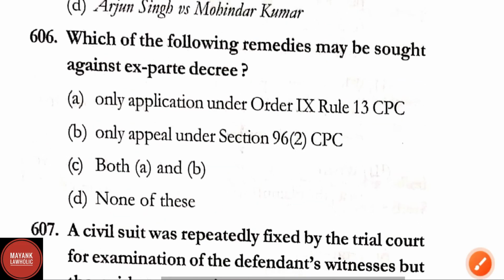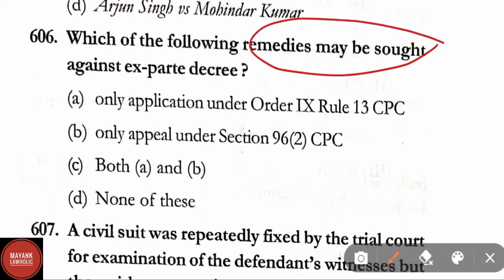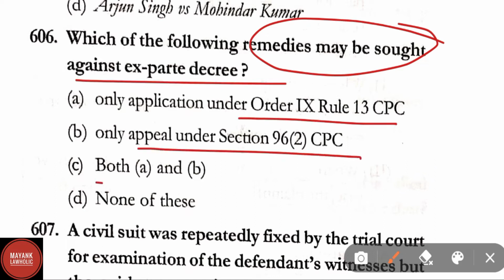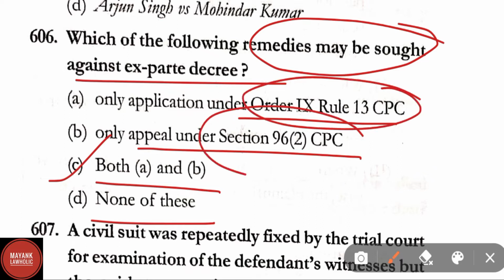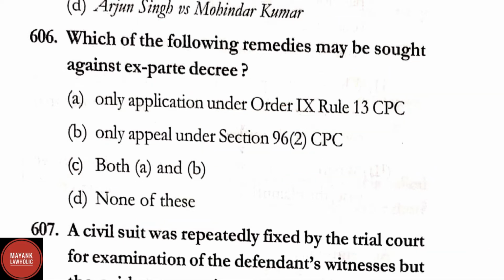Question number 606. Which of the following remedies may be sought against ex parte decree? Option A, only application under Order 9 Rule 13 CPC, only an appeal under Section 96 Clause 2 of CPC, both A and B, and option D, none of these. Here correct answer is option C, that is both A and B. Order 9 Rule 13 of CPC and appeal under Section 96 Clause 2 of CPC.